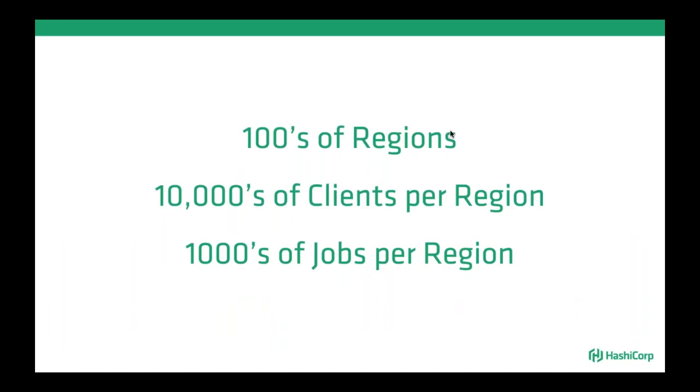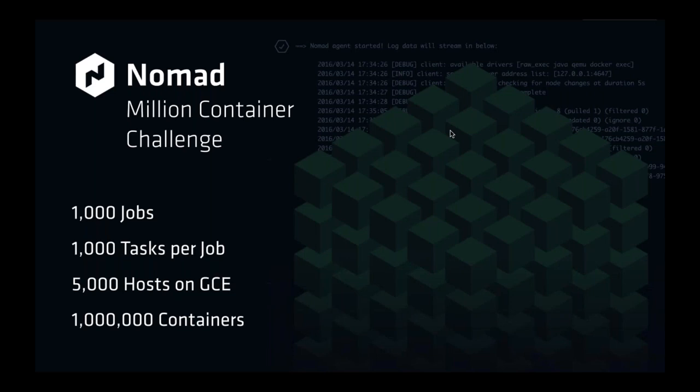And so when we went through the motion of designing the system, we set a pretty high bar for ourselves as the design goal. What we really wanted to be able to do is set that high watermark that we didn't think anyone would hit, so that we would never have to think about Nomad's core architecture as an impedance for a customer. And so for us, what this meant was we wanted to support hundreds of regions, tens of thousands of clients per region, and thousands of jobs running in that region.